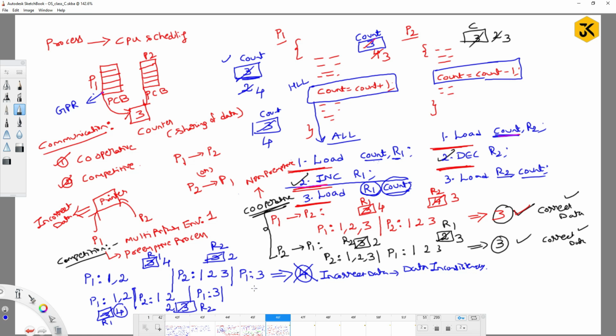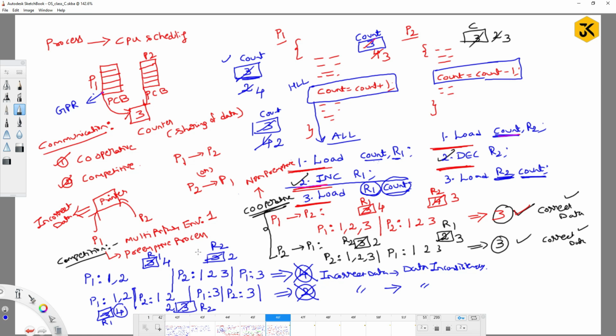And as it does its task, given chance to P2. And third statement is executed, right? Third statement is what? Loading R2 into count value. What does R2 contain? 2. 2 will be operated to which one? Count. Right? Which means after completion of P1 and P2 process, what is the result you are getting? 2. Again, even though you are performing one time increment and one time decrement, you should actually get 3, but here in this particular case you are getting the value 2, which is nothing but again incorrect data. I can say it as data inconsistency.